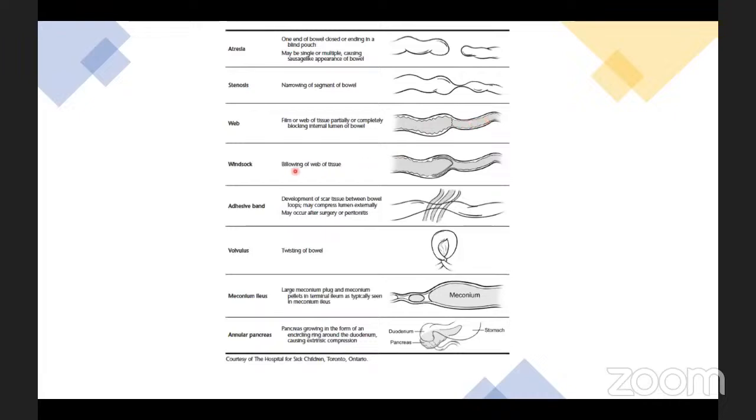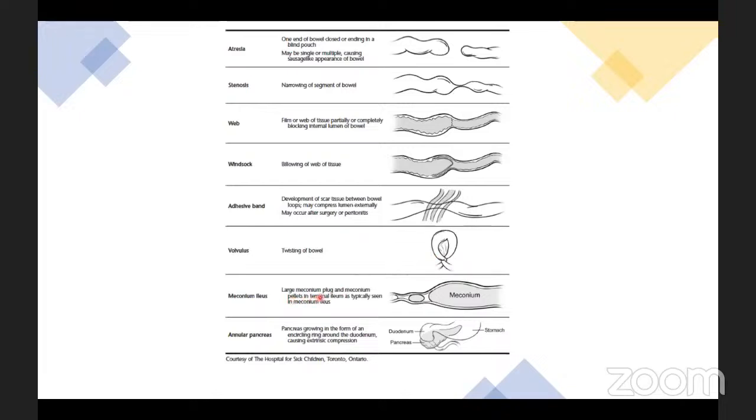Windsock deformity is a billowing of the web of tissue like this. You can see windsocks mostly in airports, where there is an orange thing to tell us the wind direction. Then there are certain adhesive bands which obstruct the bowel from outside. Volvulus is twisting of the bowel, and this is very dangerous and quite an emergency. Whenever it is diagnosed, you have to take the baby straight to the OR.